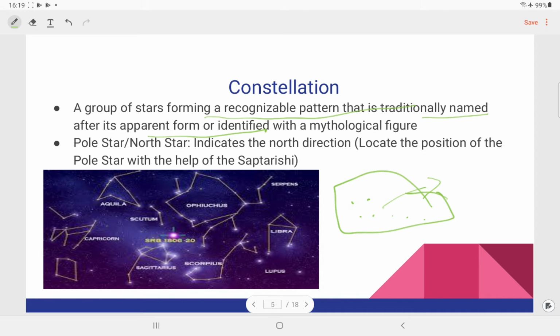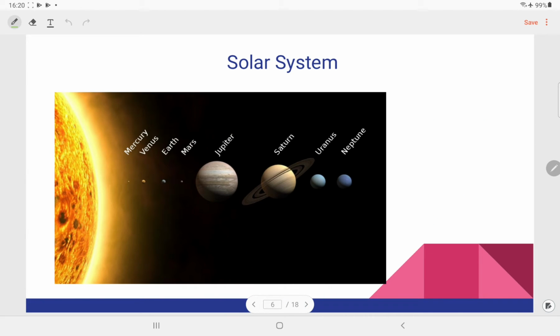forming a recognizable pattern. Also, in a constellation, the Pole Star or North Star indicates the north direction, as I have said with Saptarishi. From this side, if a star is there directly, from this point we can see a star. That is the North Star. So from this we can see that north direction is this. In ancient days people used to find direction from this kind of thing. So these are constellations. And moving on, we have our own solar system.